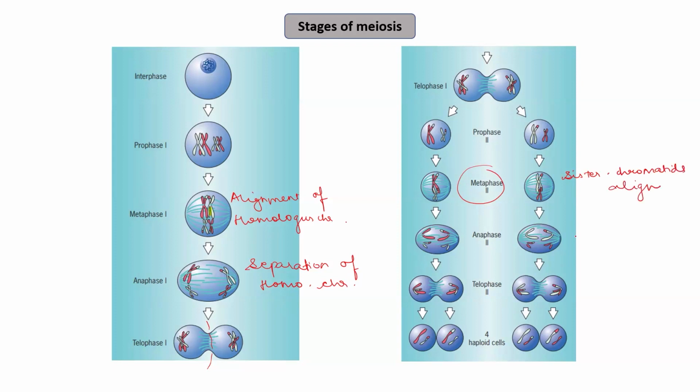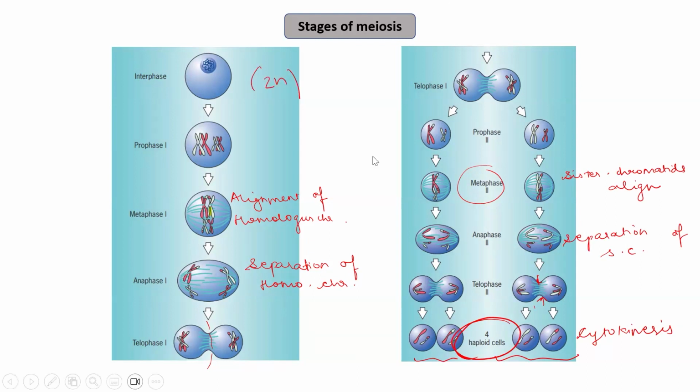In anaphase 2, there is a separation of sister chromatids, and in telophase 2, the sister chromatids get completely separated, and there is a formation of furrow, which is followed by cytokinesis, resulting in 4 haploid cells. So from this 2N cell, there is a formation of 4 haploid cells. This is the complete meiosis.